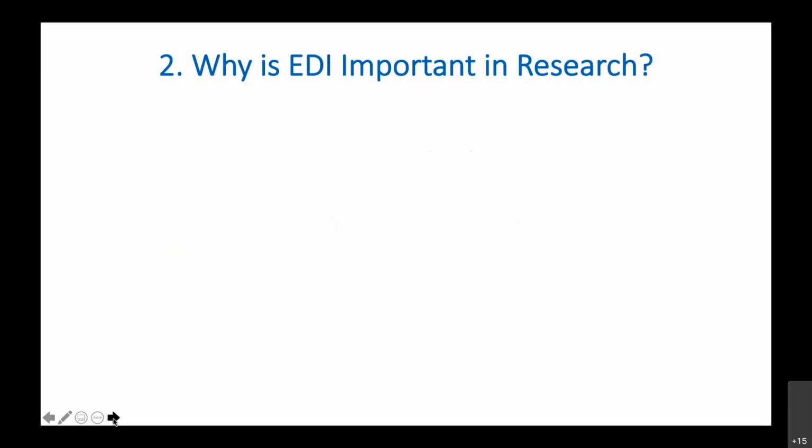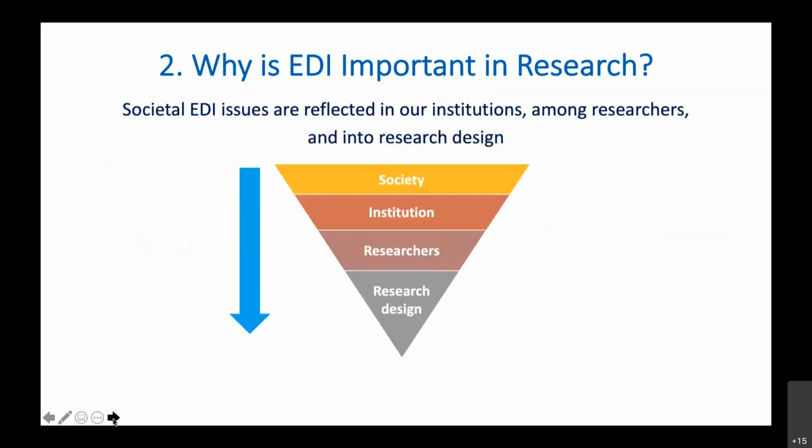Okay, so this is the part that I really love talking about. Why is EDI important in research? So EDI is important because it's important in our society, in our communities, and our institutions, and all of these are intimately connected. So for example, we see the effects of racial inequities in society. That gets reflected in our institutions, among our researchers, and then even into the design of research projects.